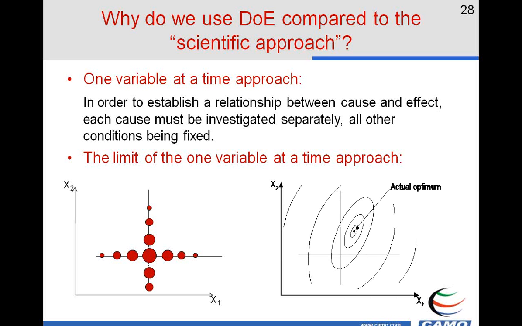The problem is that it will never really find the optimum. So here you see the same cross, and here is the optimal point that we found, and that's the best that you can find in this area. But the actual optimum is quite different.